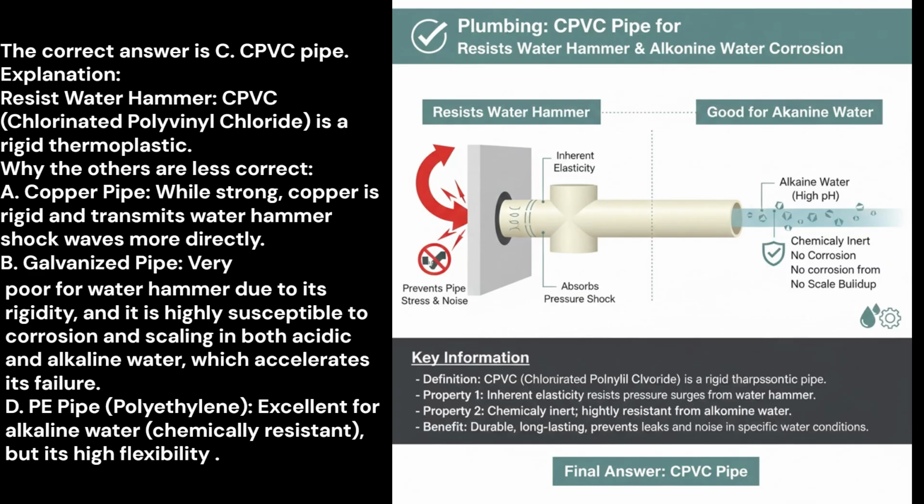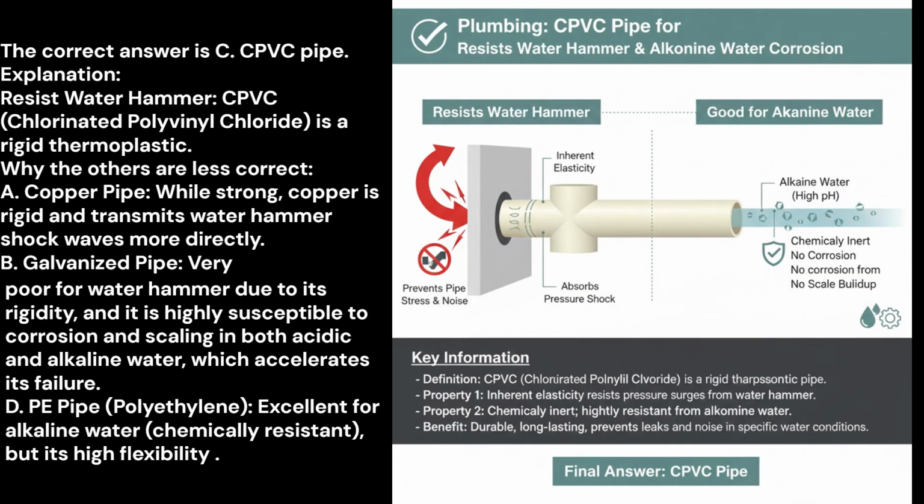Why the others are less correct? A. Copper pipe. While strong, copper is rigid and transmits water hammer shock waves more directly. More importantly, it is susceptible to corrosion from highly alkaline water, high pH, which can lead to cuprosolvency and blue water stains. B. Galvanized pipe. Very poor for water hammer due to its rigidity, and it is highly susceptible to corrosion and scaling in both acidic and alkaline water, which accelerates its failure.